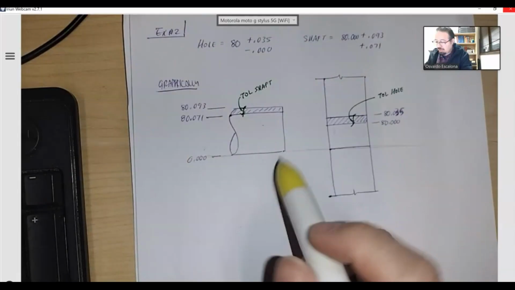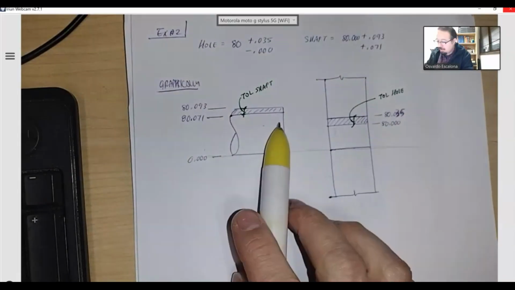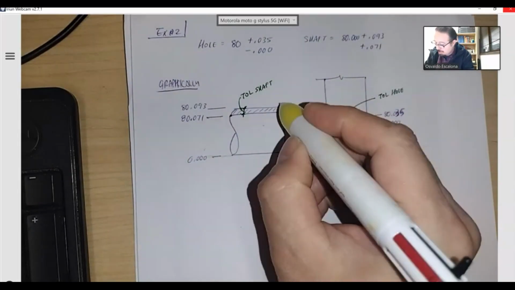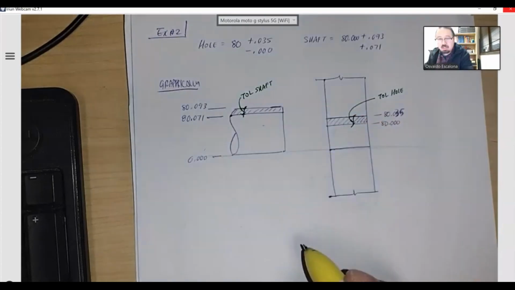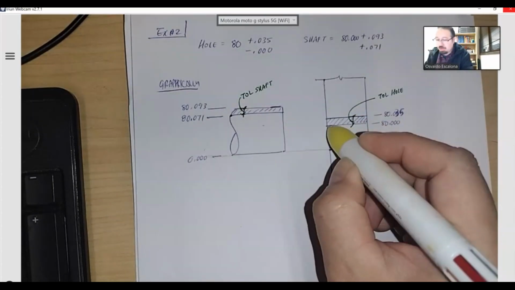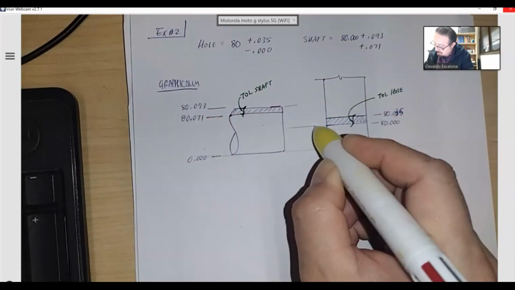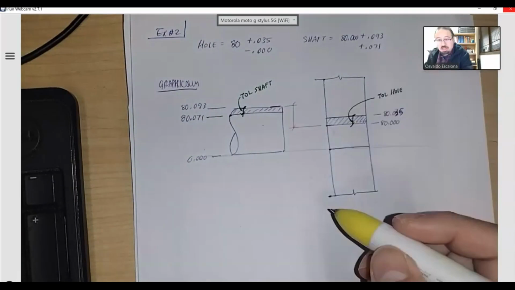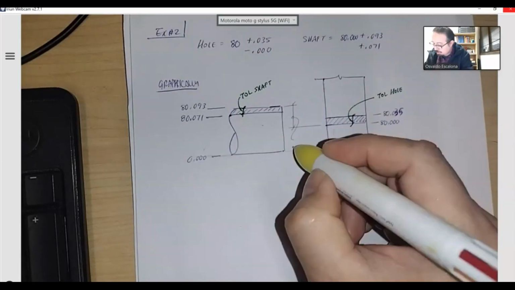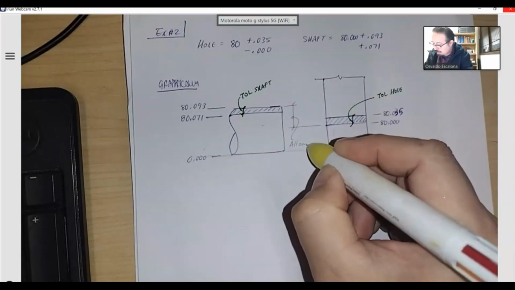The tightest fit is the worst case mating condition, right? So that will be when my shaft is the biggest and my hole is the smallest. That will be the tightest fit. So I'm going to come over here and I'm going to measure that. That is the tightest fit. And again, remember the tightest fit is also sometimes called allowance.